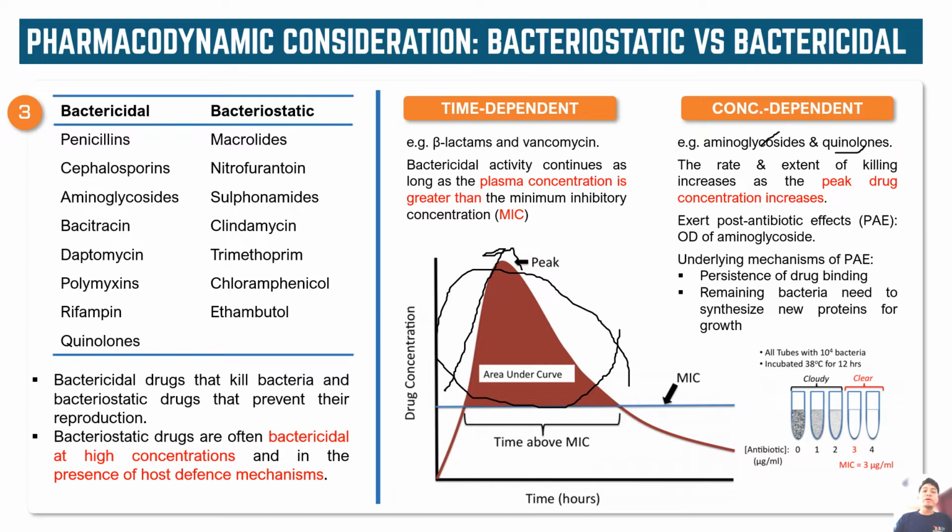The post-antibiotic effect shows that bactericidal activity can occur even though the plasma drug concentration is below its MIC value. That is why aminoglycosides such as gentamicin can be used as once daily dosing. It is due to the persistence of aminoglycoside binding to the targeted site of action, as well as the remaining bacteria being unable to grow or reproduce due to their requirement to synthesize new protein for growth.